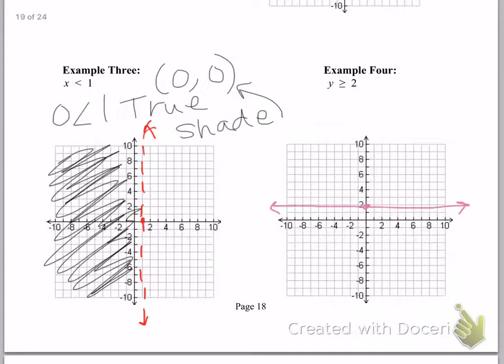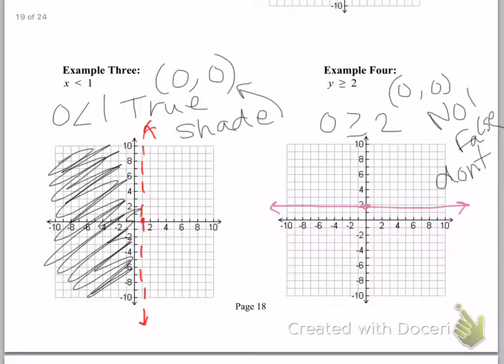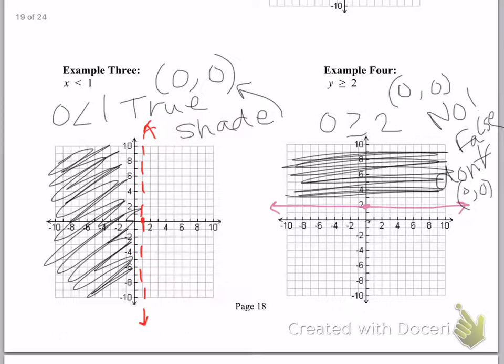Now we got to do our shading. So we're plugging in 0, 0. So we've got 0 is greater than or equal to 2. Is that true? No, that is false. So you don't shade 0, 0. So 0, 0 is on this side of the graph. You don't want to shade that side, so you're shading the other side. And that gets you your solutions. Everything that's shaded are your solutions.